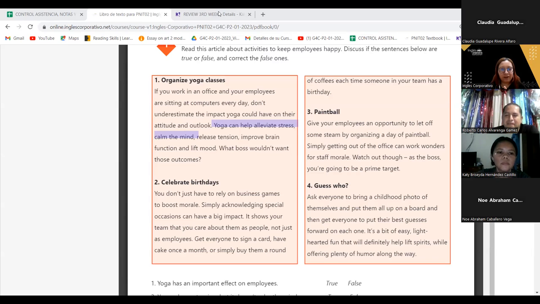Very good. Those are very good activity ideas for the employees to keep them happy. Thank you, Room number two. Thank you for the effort, Noé. We know we have technical problems sometimes, so don't worry. Very good. Katy, thank you for supporting, for being ready. Okay. Let's continue. We're going to hear room number four.